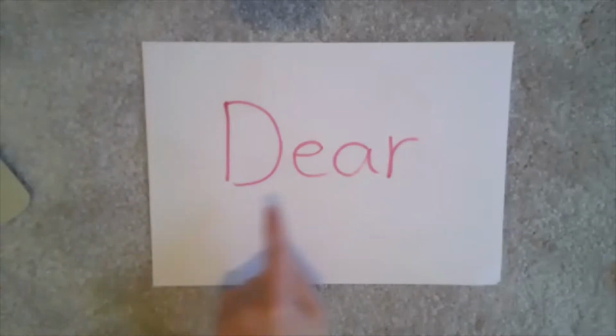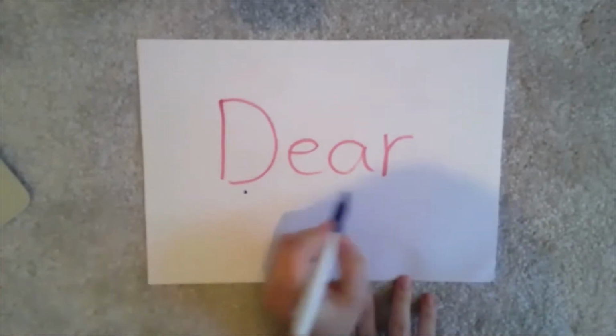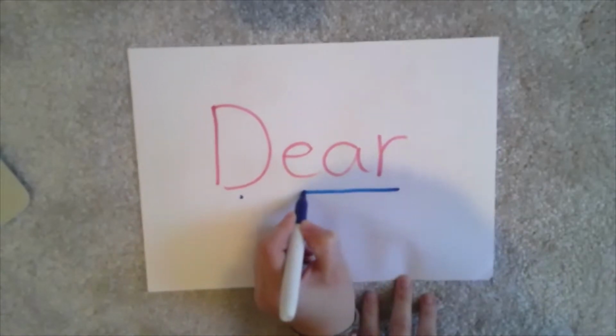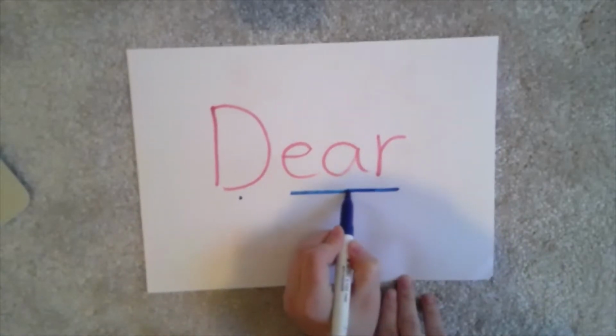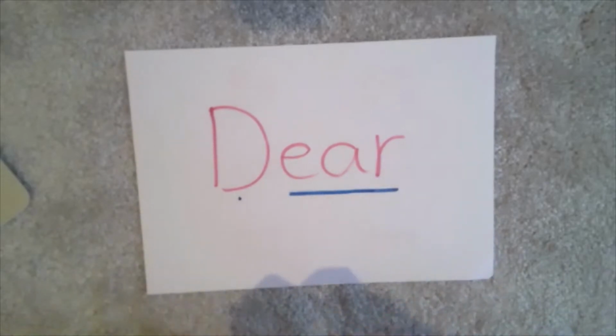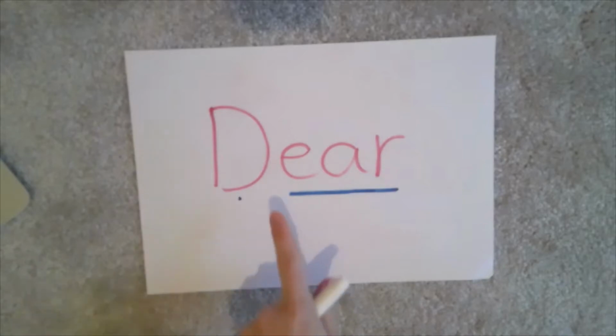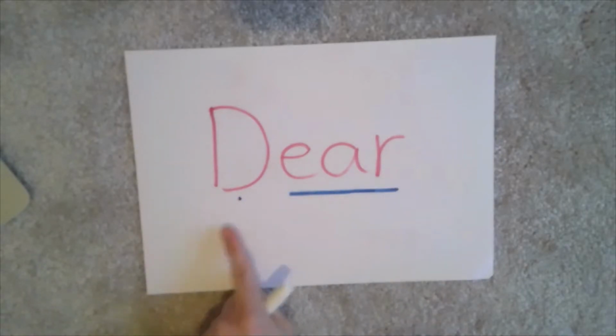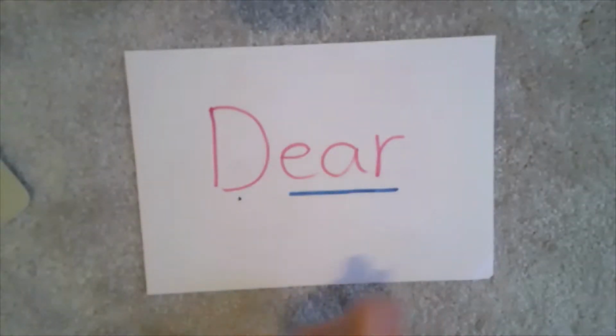Capital D, d, ear. Now, this ear here is a trigraph that we haven't actually learnt yet. It's one that you will be properly learning in year 1. But just for our learning today, we're going to have a quick look at it. Ear. Just like the ears on the side of your head. Ear. D, ear, dear. So how many sounds have we got in the word dear? 1, 2. We've got 2 sounds that make up the word dear.